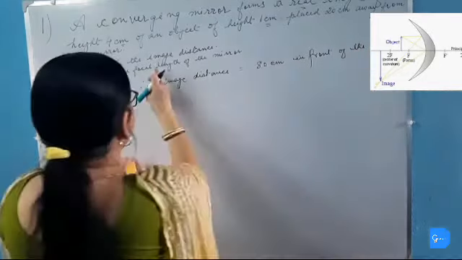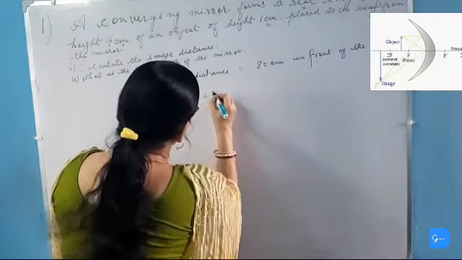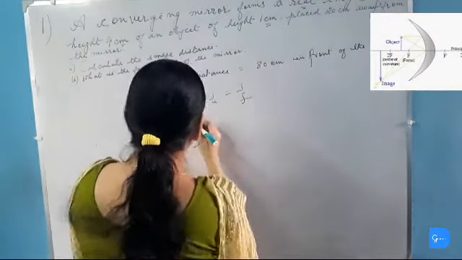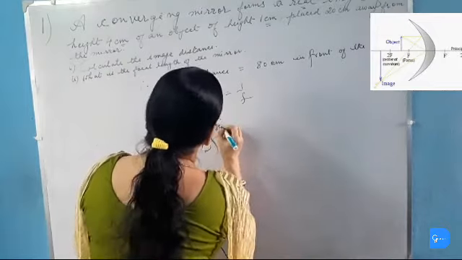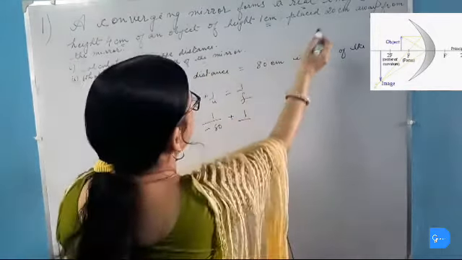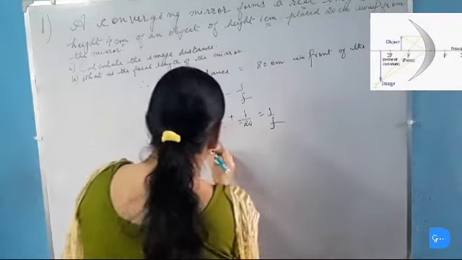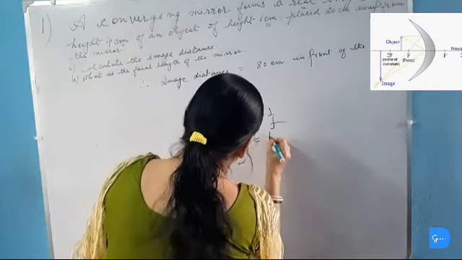Now to find the focal length, we will use the mirror formula: 1 by v plus 1 by u is equal to 1 by f. Here v is equal to minus 80 cm. So we will write the values: 1 by minus 80 plus 1 by u. u is given here as minus 20 cm, is equal to 1 by f. Or minus 1 by 80 minus 1 by 20 is equal to 1 by f.